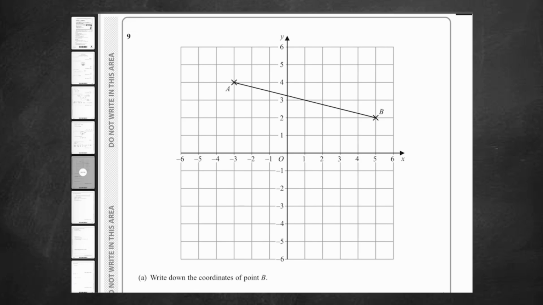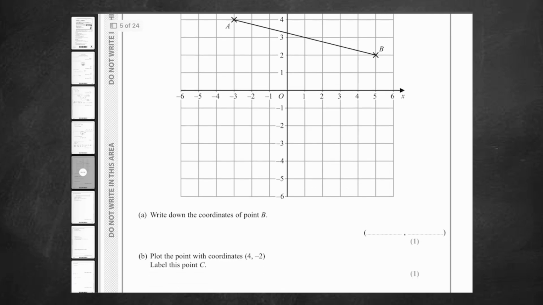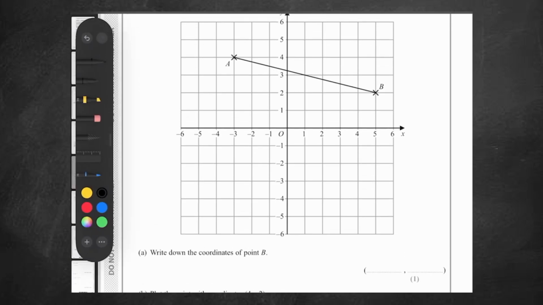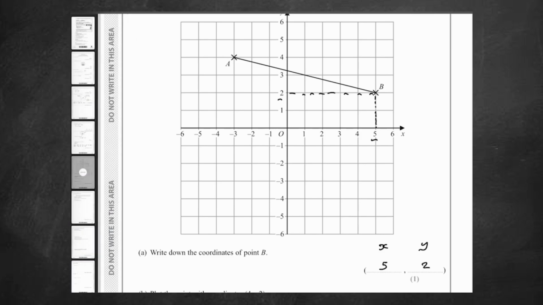Right, question 9. Write down the coordinates of point B. So when we're writing coordinates, it just needs to be the x coordinate on the left and then the y coordinate on the right. So we'll just have a look at point B here. So we've got 5 here and 2 here. So the coordinates are 5, 2.